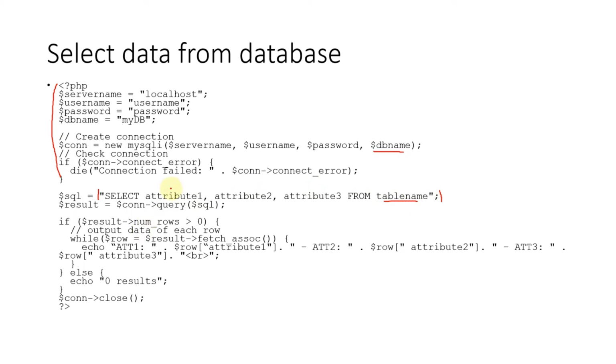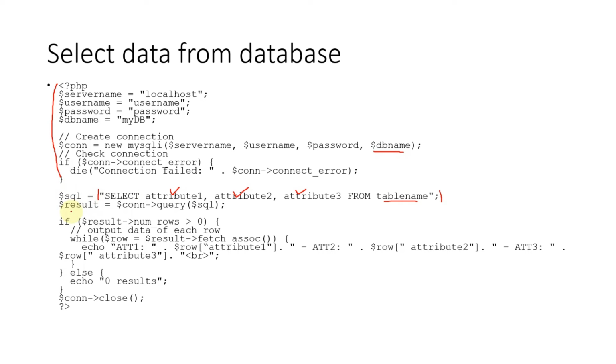So here I am using 3 attributes. You can type any kind of select statement here. So here suppose we have 3 attributes, attribute 1, 2 and 3, and the name of the table is table name here. And after that we will use result to get all the rows.